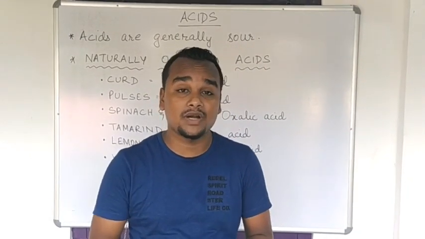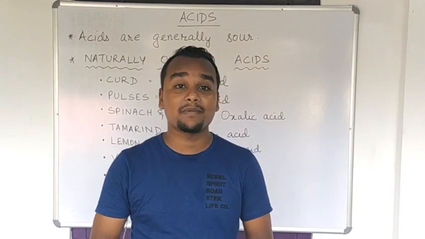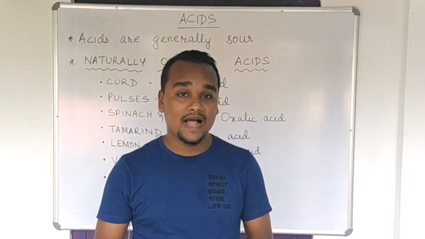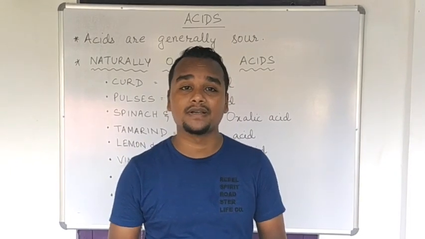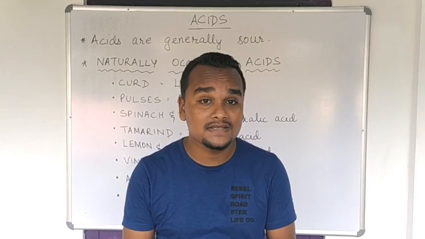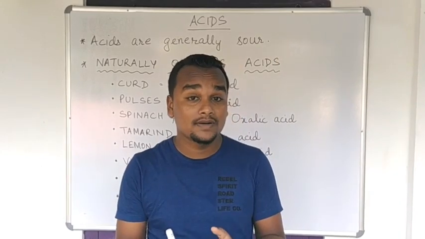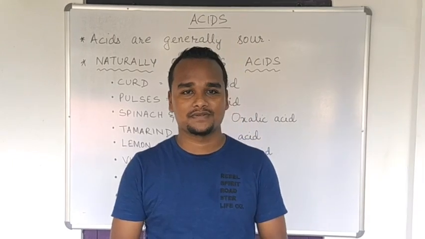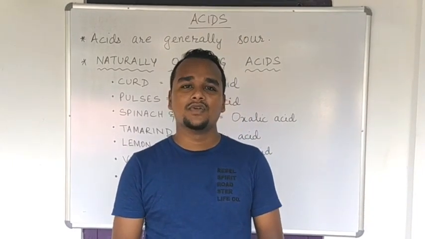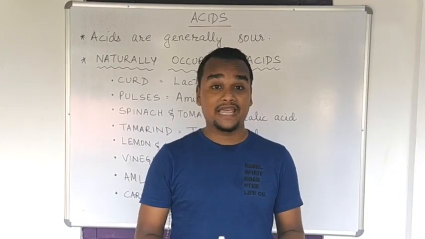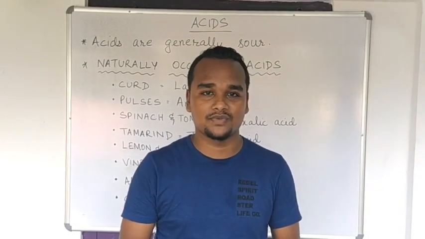So in the last class, what were we discussing? We were discussing acids, right? So what was the definition of acid? I hope every one of you can remember it. Acids are substances that are sour and that contain hydrogen ions. Clear? So I hope you have understood acids very well. I even gave some examples of acids also.